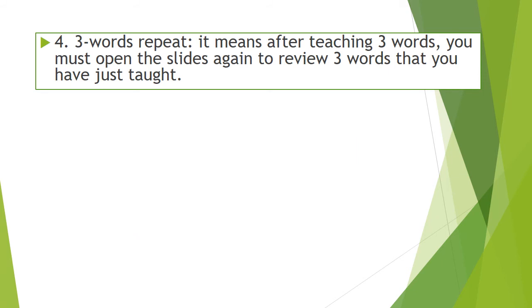And step number 4, after you teach three words, for example, cow, buffalo, or horse, okay, you don't move to the number 4 word, but you have to review the 3 words, okay, to make sure that your students remember the 3 words before you go to the number 4.